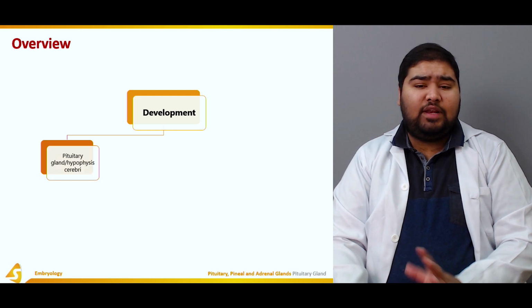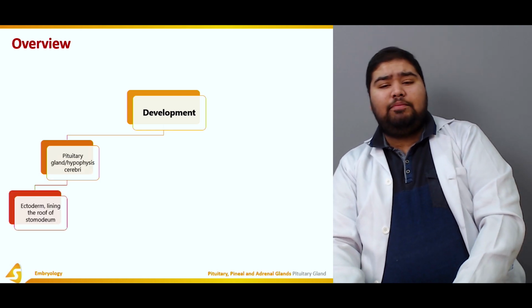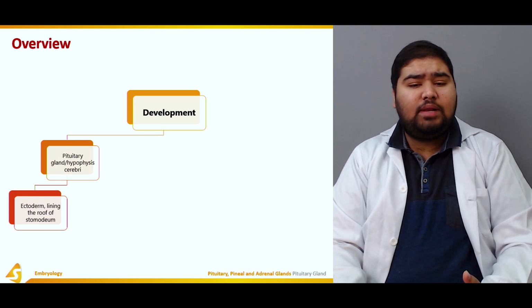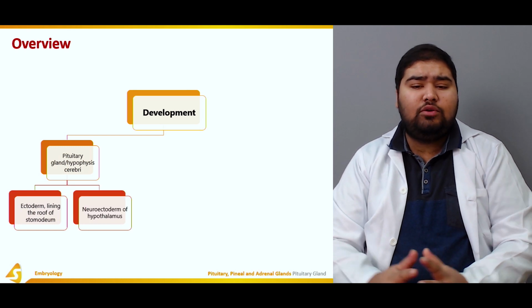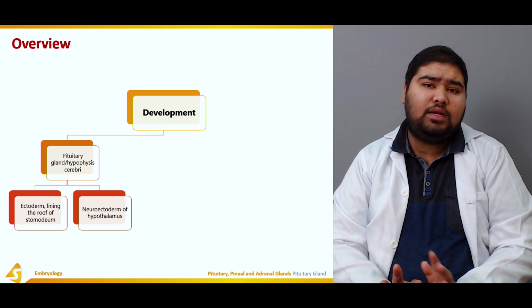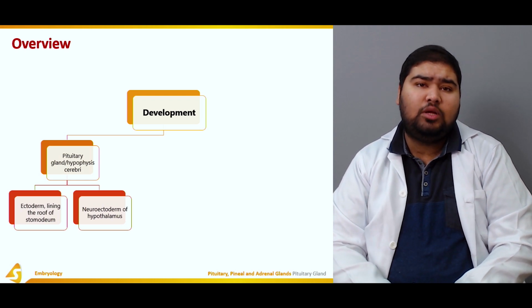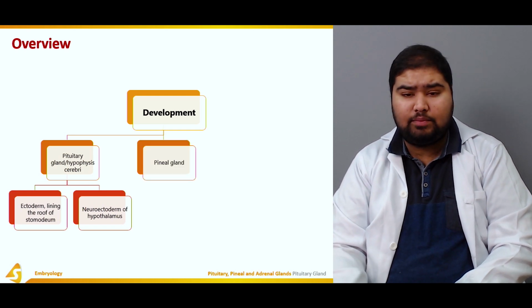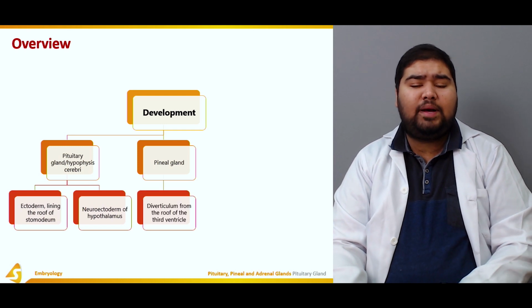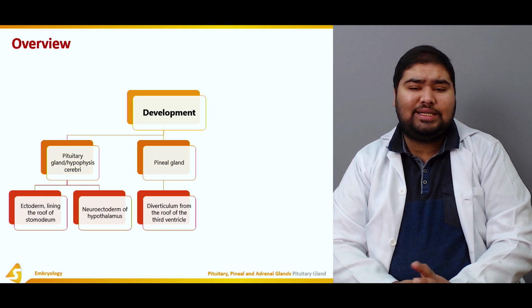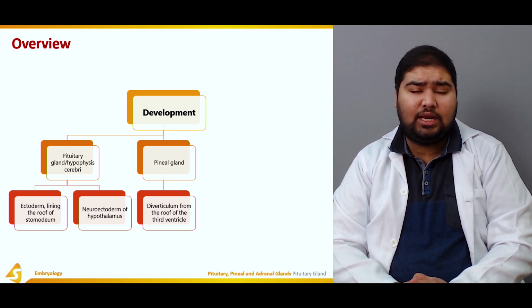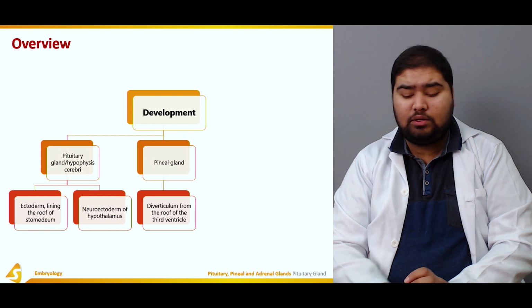So first of all, developmentally, the pituitary gland, also known as hypophysis cerebri, develops from the ectodermal lining, ectoderm which lines the roof of the stomodium, and the neuroectoderm of the hypothalamus. So there are two developmental sources: the ectoderm, which lines the roof of the stomodium, and the neuroectoderm of the hypothalamus. Now the pineal gland develops from a diverticulum from the roof of the third ventricle. So it has a single source. It develops from a diverticulum that develops from the roof of the third ventricle.